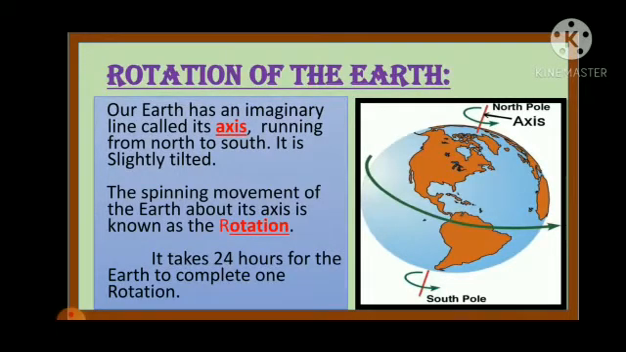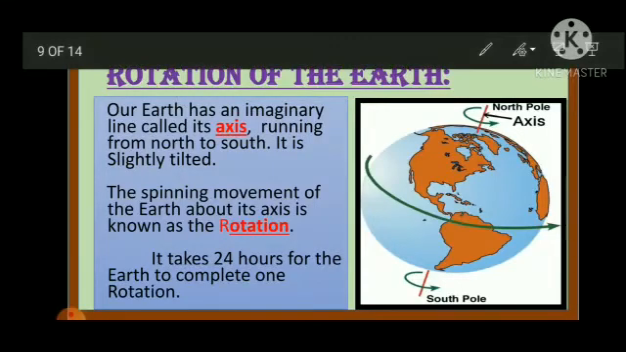Our earth has an imaginary line called its axis running from north to south. It is slightly tilted. See this line? Actually, this line is passing through the earth like this, but this is an imaginary line. Okay, this is not real. This line is known as the axis, and this is not straight. Okay, this is slightly tilted. Understood?